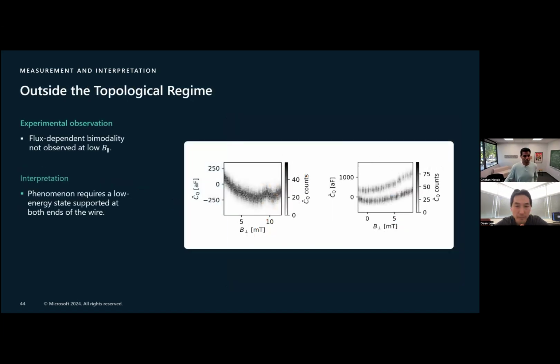Outside the topological regime, by contrast, this is what boring looks like. Outside the topological regime, we either see no bimodality whatsoever, you just see kind of nothing. This is sort of just the underlying behavior of the resonator with field. Or sometimes you do see bimodality, but no flux dependence. And that we interpret as there's some kind of low energy accidental state at one end of the wire. You can tunnel from the dot to that end, but there's no circuit, which would give you flux dependence. Okay.